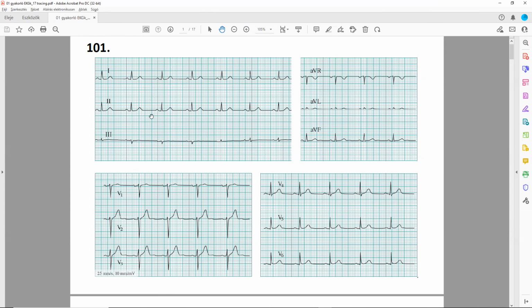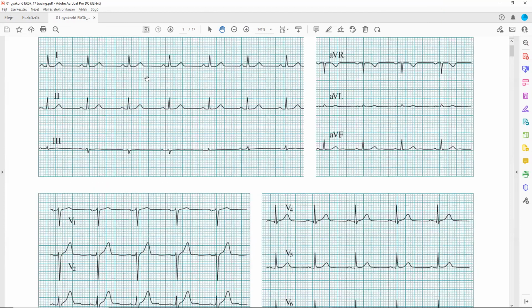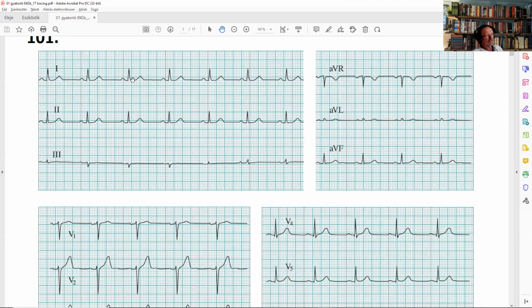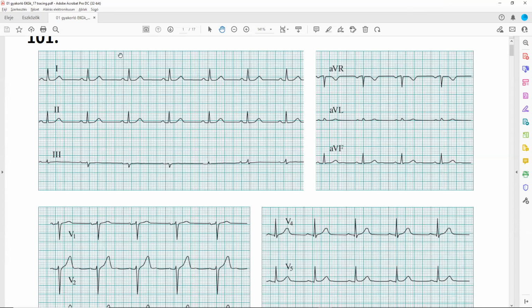So I counted the number of big boxes between the QRS complexes and I said it's approximately 4.5. So what does it mean? Then I divide 300 by 4.5, so it's about 66. Okay, that's good. Or 70, doesn't matter. You can say both. Okay, and then axis.